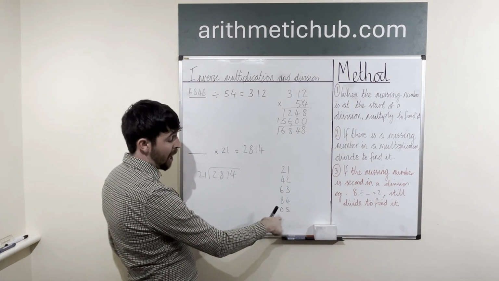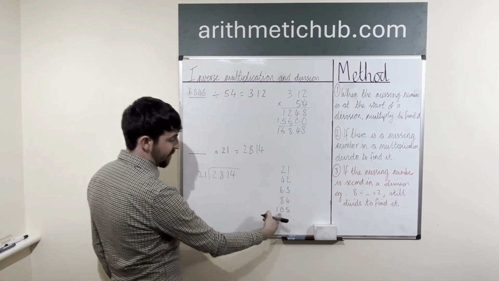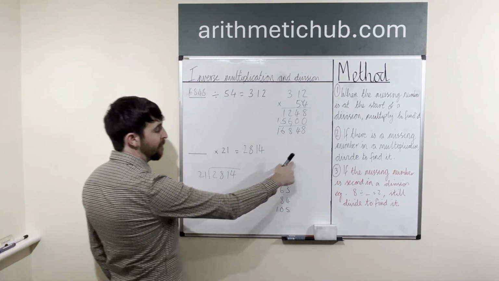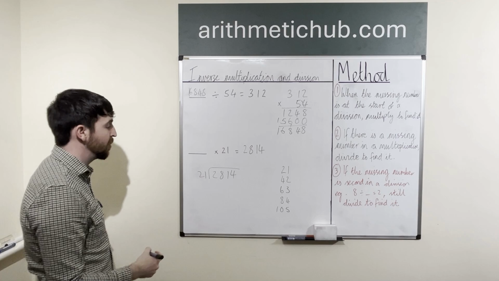Just be careful, I've added 2 in my 10s there, but I can't have 10 as a digit, can I? So I have to carry it into my hundreds to make it 105. So there's my first 5 multiples of 21. Now let's use those to help with this question.